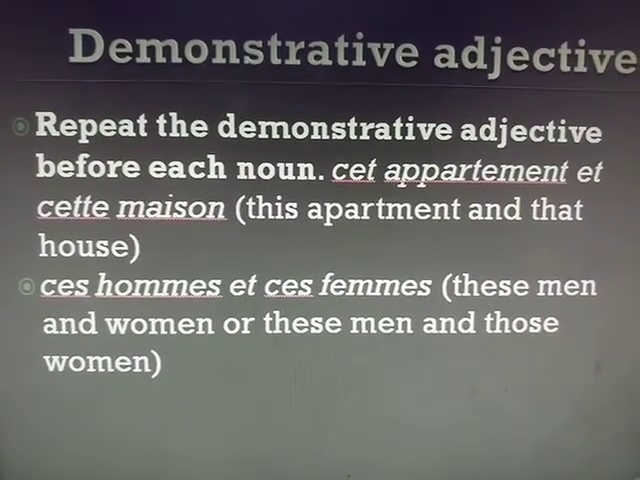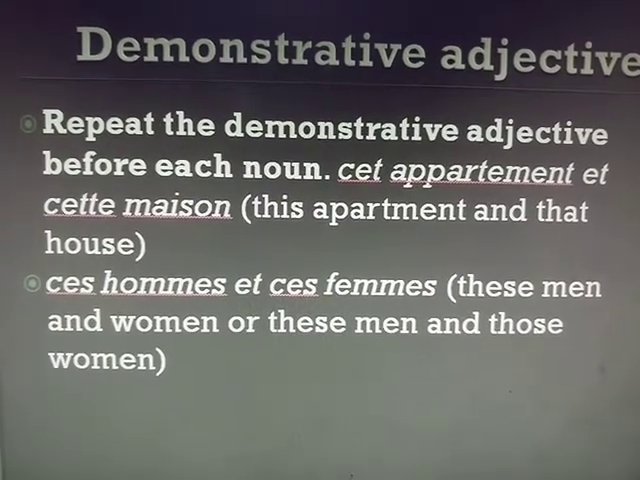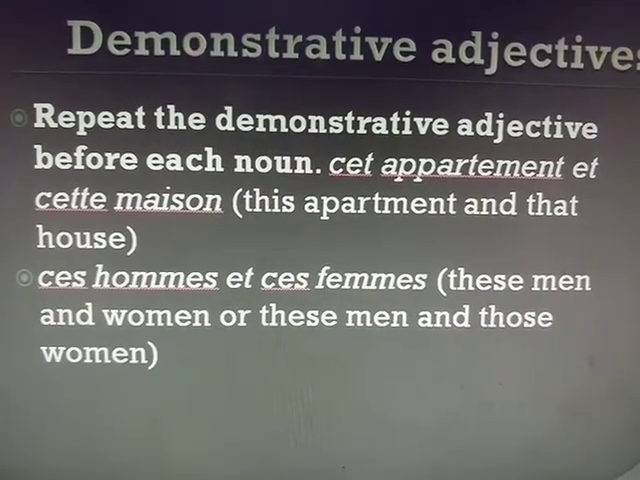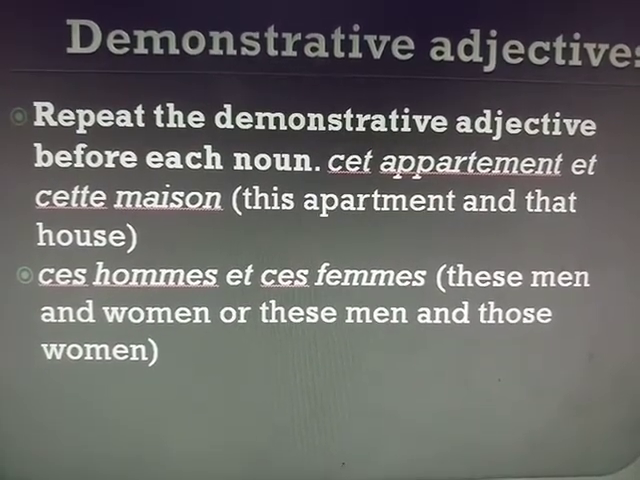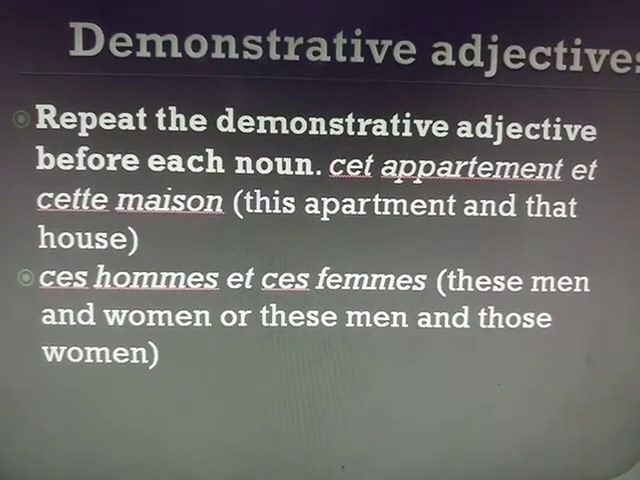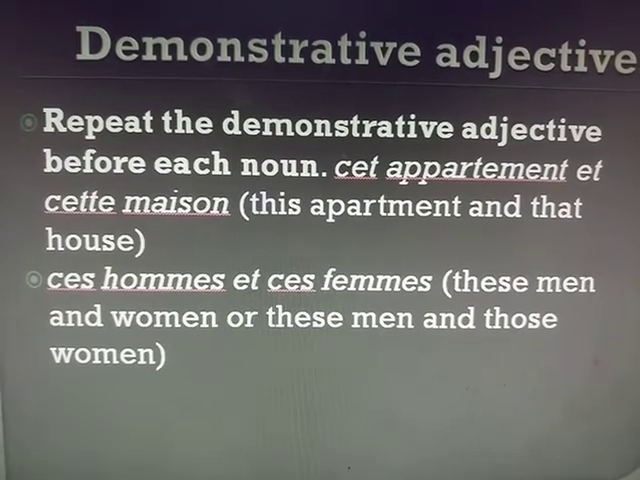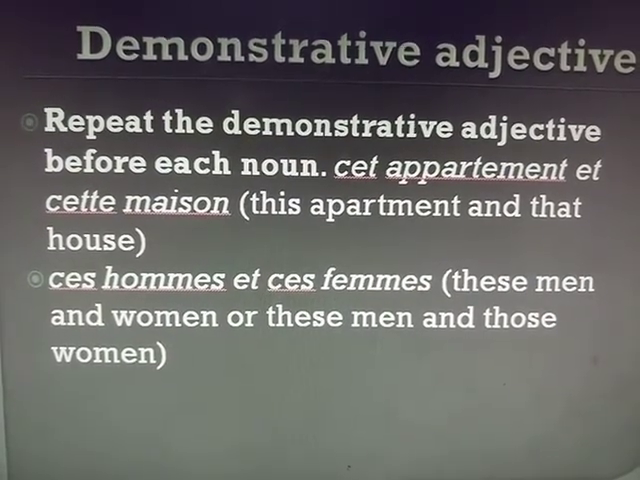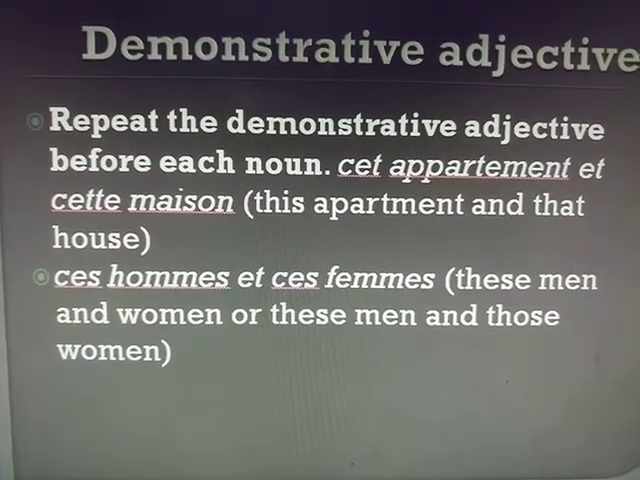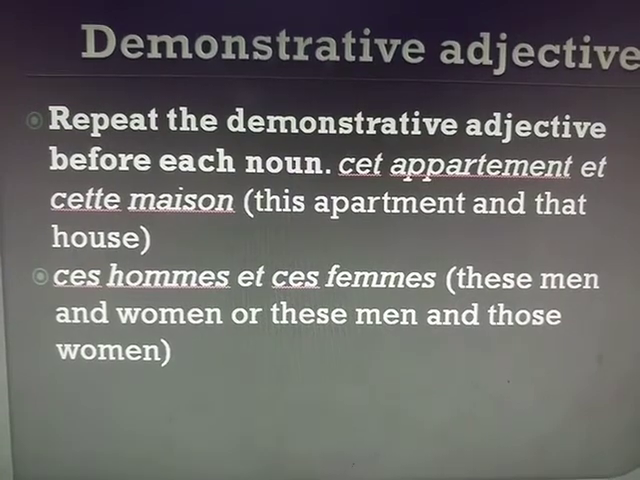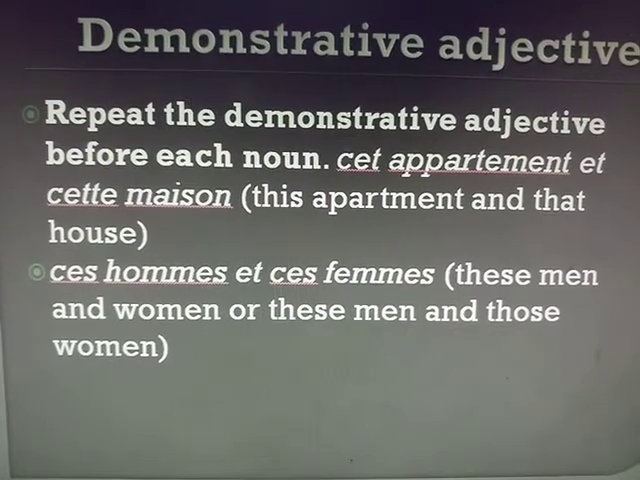If necessary, where there are two words and both need a demonstrative adjective, then you have to repeat the demonstrative adjective before each noun. Cet appartement et cette maison. This apartment and that house. It can be translated in many different ways. It might also be this apartment and this house, that apartment and this house, or that apartment and that house. If -ci and -là are not used, then any of these different translations are possible.